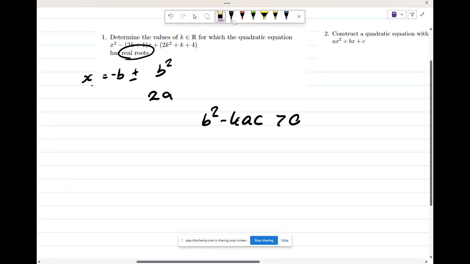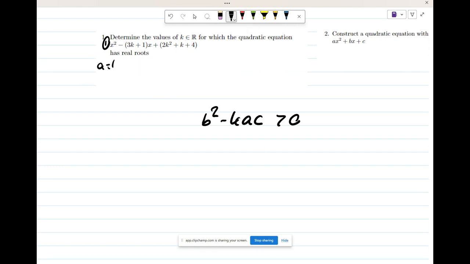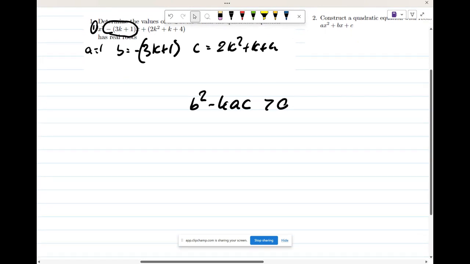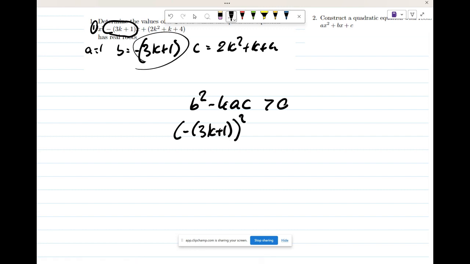And we can just sub straight into that. We know our a here is 1. Our b is going to be minus 3k minus 1, or I can even leave the minus outside: minus (3k plus 1). And the c is going to be 2k squared plus k plus 4. So let's sub in. This is minus (3k plus 1), all to be squared, so I'm subbing that in for b. Then we're going to do 4 times a, which is 1, and c is this here.